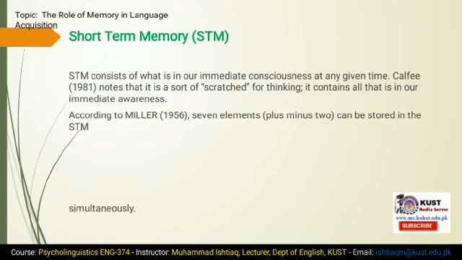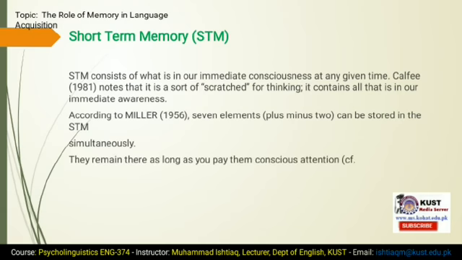Now coming to its features. He says that at the same time it's possible for only seven elements to be stored in the short-term memory. However, they remain there as long as you pay them conscious attention. This is important to note. The seven elements remain there as long as you pay them conscious attention. So attention is a very important factor in memory.